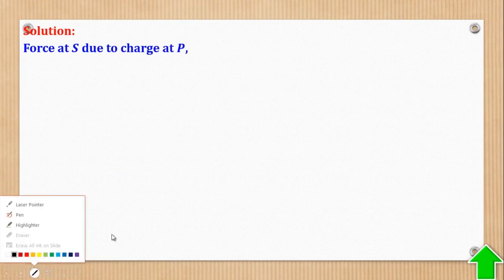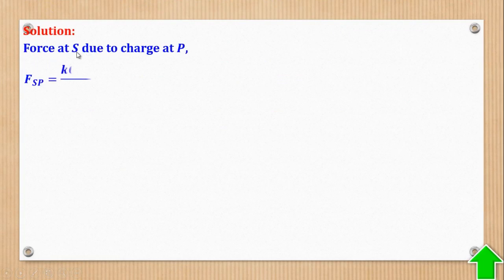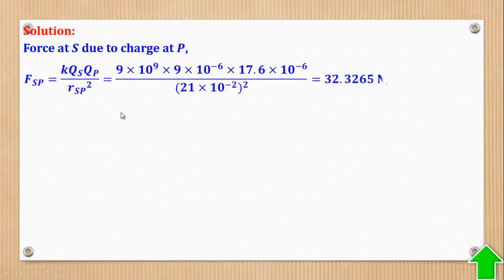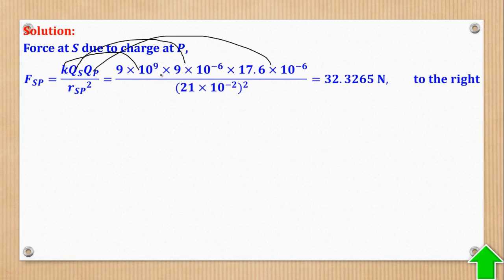So we shall come and first get the force on S due to charge at P. So force on S due to charge at P, we shall have to substitute for K because it was vacuum, substitute for charge on S and also charge on P, and also the separation squared. So separation was 21 centimeters, but we have to convert to meters. That's why there is this 10 to the power negative 2.